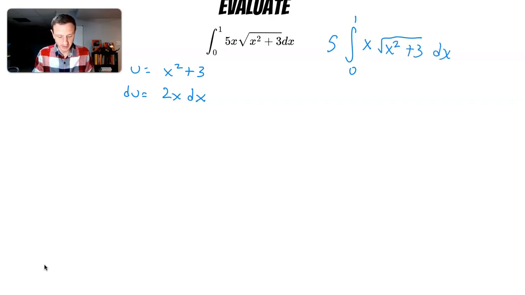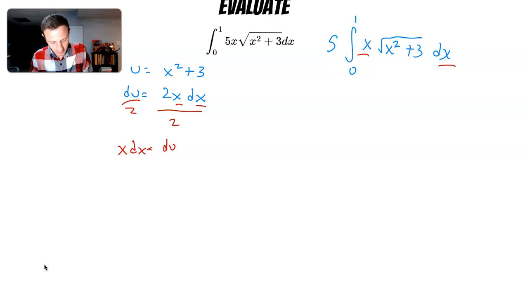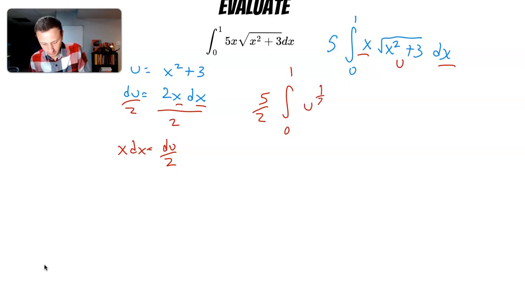If that 5 is just a constant, 2 is also just a constant. So if you think of it like that, then, okay, I'm good. x dx, x dx, that's completely fine. And some people like to show this divided by 2. So x dx is equal to du over 2. What you do is you replace x dx with du over 2. So what we end up with is 5/2, because that 1/2 is a constant, take that out. So 5/2 from 0 to 1, and I replaced x squared plus 3 with u. So that's going to be u to the 1/2 du.